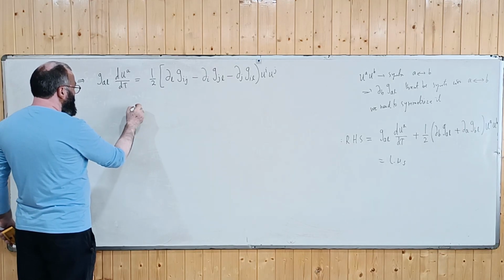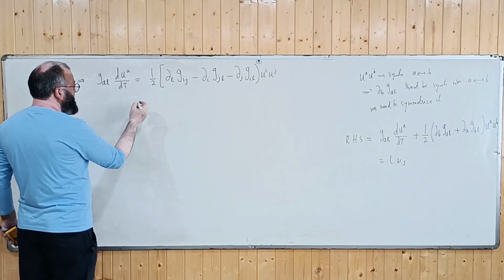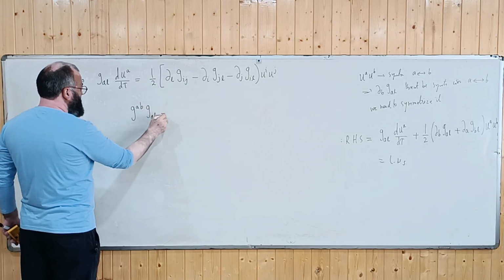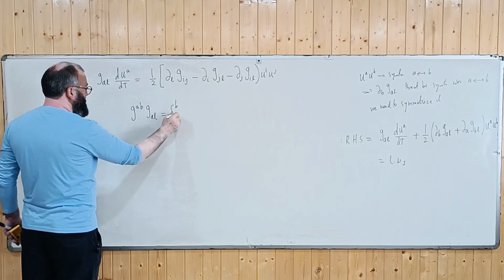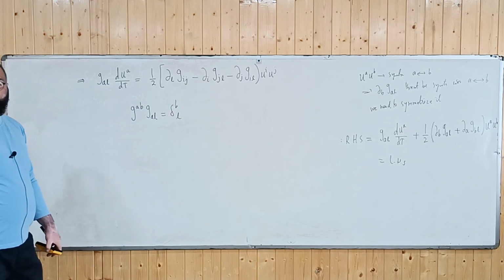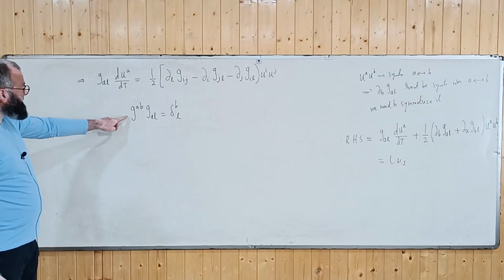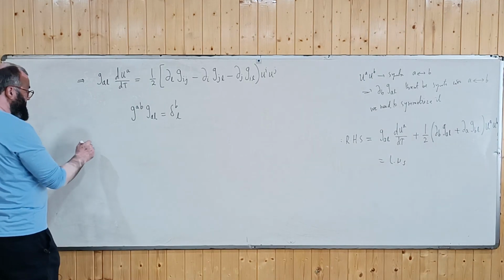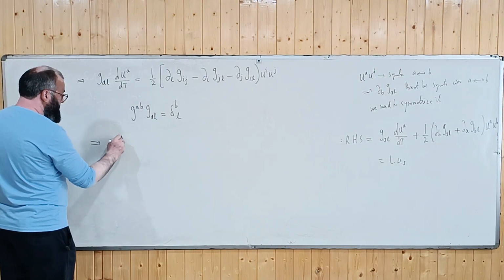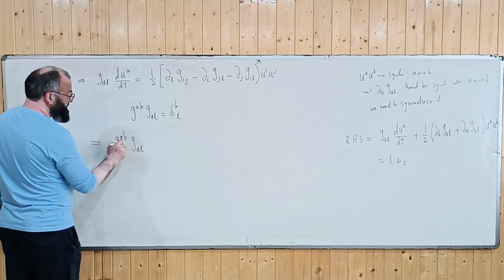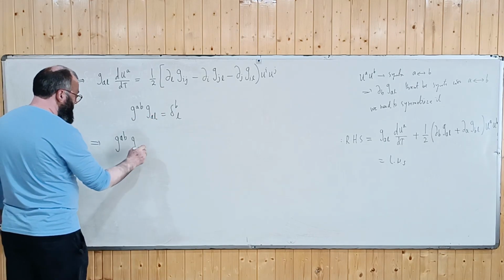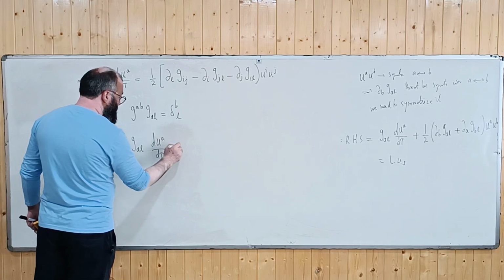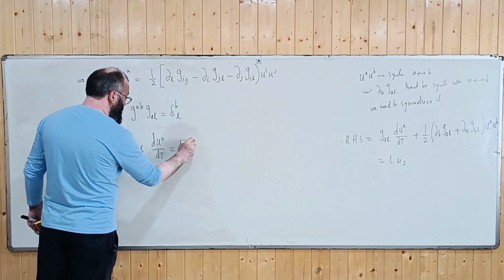Let's say G^{AB} G_{AL}. So what is that equal to? Delta^B_L. So let's use this identity. That means I will multiply this by G^{AB}. So it implies I will use G^{AB} G_{AL} dU_A by d tau. That is half of G^{AB}.